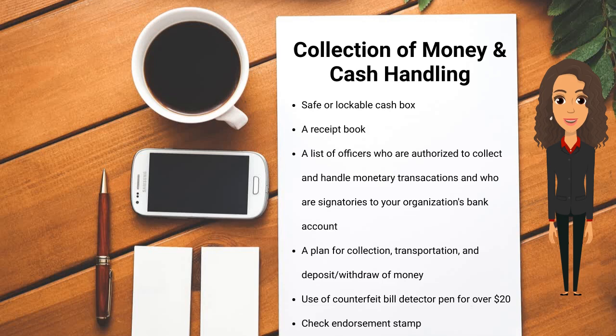A receipt book should be used by student organizations to issue receipts for any transactions. Affordable receipt books can be found at stores that sell office supplies such as Amazon, Target, Walmart, Staples, and Office Depot. A list of student organization officers who are authorized to collect and handle transactions and who are on your organization's bank account. A plan for the collection, transportation, and deposit withdrawal of money.